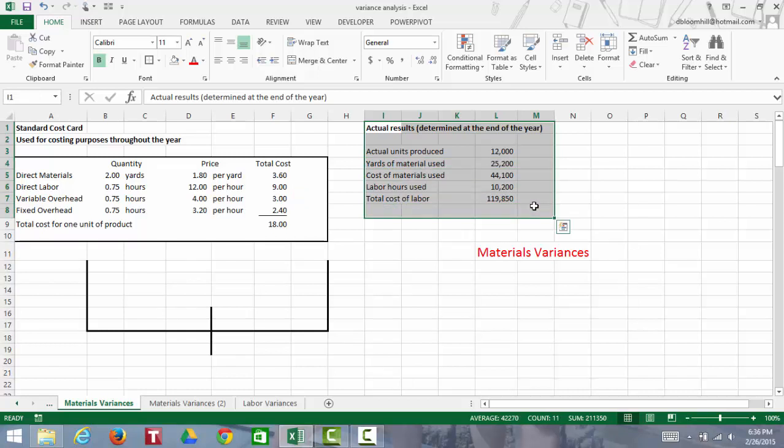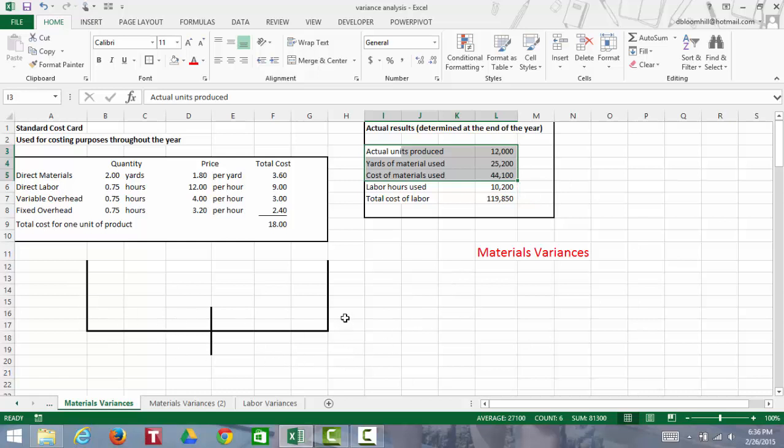and you're going to want to know how well you did in terms of materials usage. This example assumes the same amount of material purchased and used. We'll do another example where there's a different amount of materials purchased and materials used. So right now we're going to concentrate on these 3 results right over here. The actual number of units produced, the actual yards of materials used, and the actual cost of materials used.